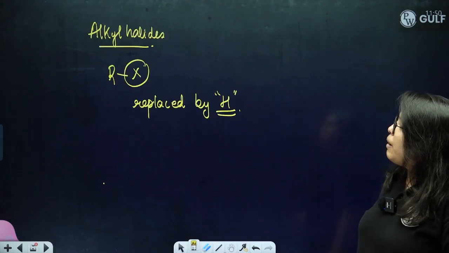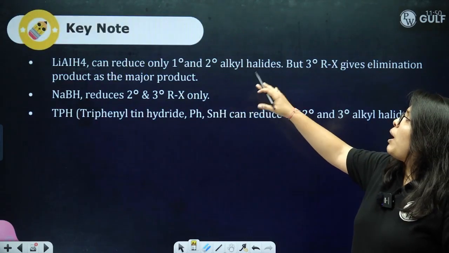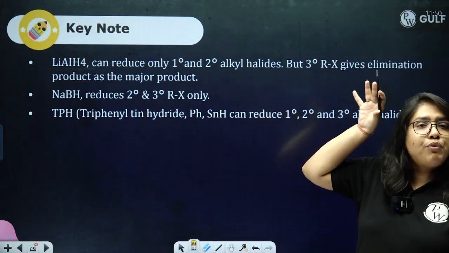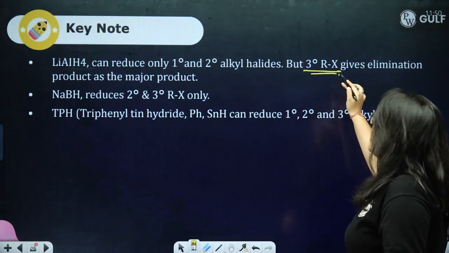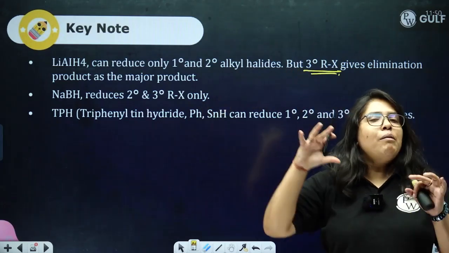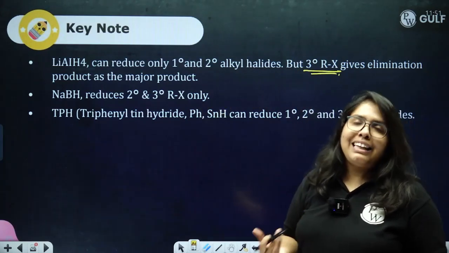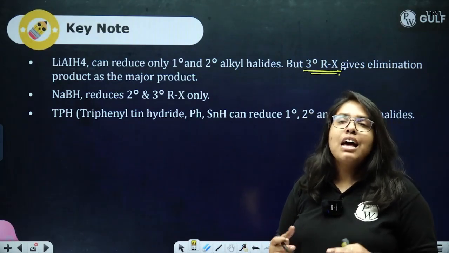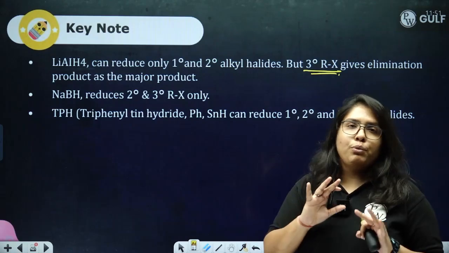Now when you talk about LiAlH4, it can reduce only primary and secondary alkyl halides. It is capable of reducing only primary and secondary alkyl halides. But for tertiary alkyl halides, it gives elimination product. Now what is elimination? Don't worry, you will learn about elimination when we learn about alkenes, as beta elimination, but in detail you'll learn about this in second year, so don't worry about it.